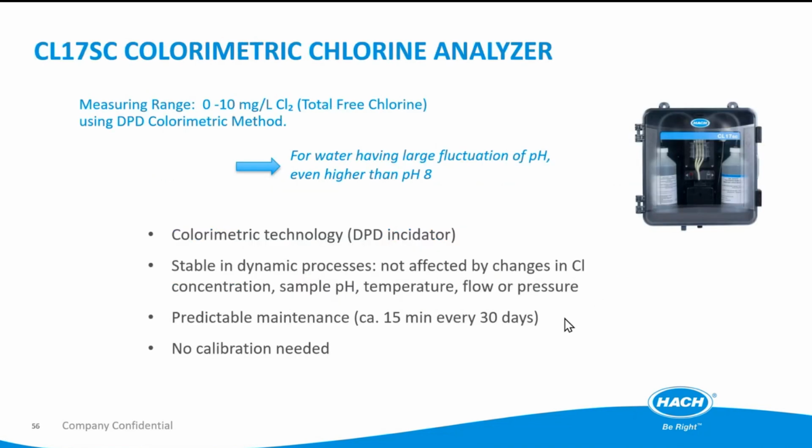Another solution for chlorine monitoring is to use a colorimetric chlorine analyzer, the CL70SC. The strong point of this solution is that we do not need calibration. For maintenance, we only need to change the reagent monthly and change the pipe yearly. Every year we need to change this one, and every month we fill up with new reagent. Every kit of reagent can last 30 days of measurement.